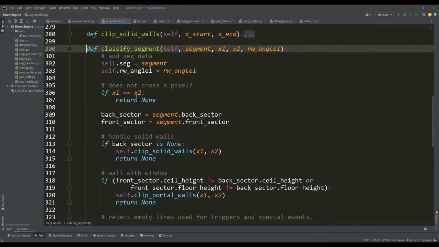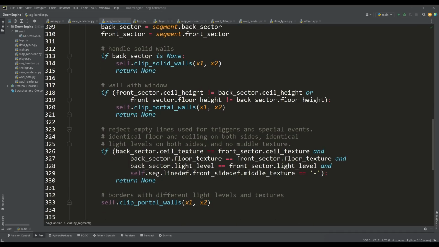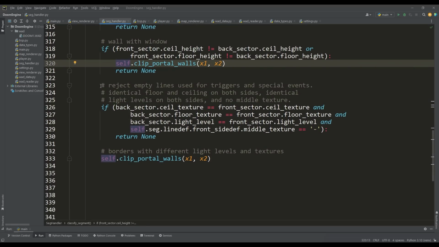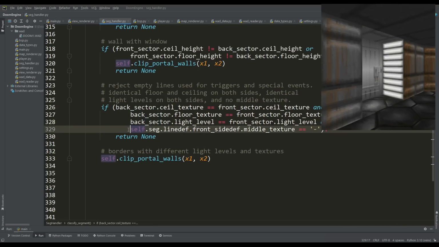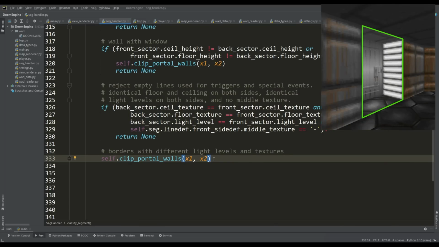So, we know that solid walls are segments that do not have a back sector, but this does not mean that all other walls are portal. And therefore, the segments for which there is a height difference for the ceiling and floor are processed first. Then we discard the segments that serve as utility triggers and special events, and then we process empty walls, but the border of which changes the level of light or the textures of the floor or ceiling.